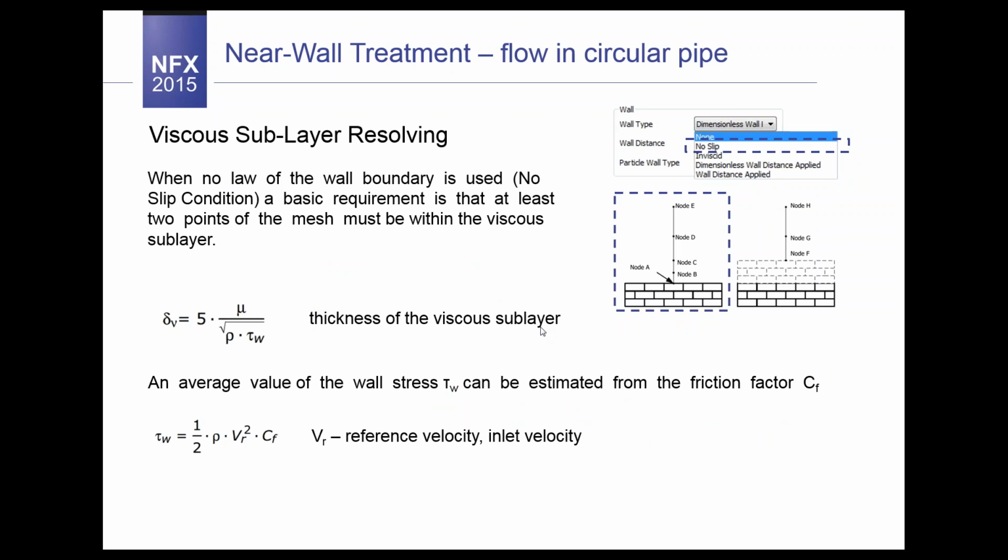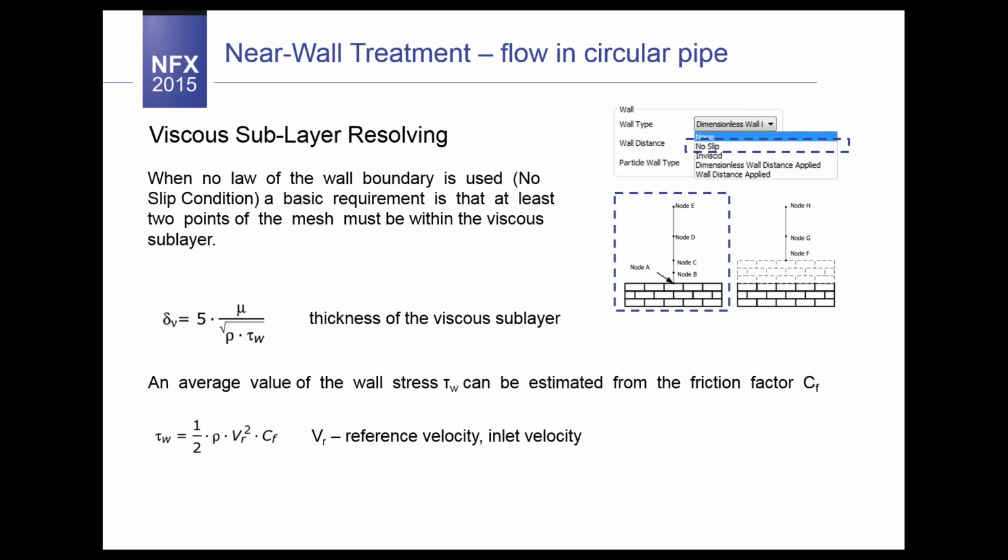The second approach is related to viscous sublayer resolving, and in that case, I'm using an example of simple fluid flow in a circular pipe. In situations where there is no law of the wall, or exactly when it is our decision that we cannot use it, we have to create our mesh manually. First of all, we have to assume, we have to guess the thickness of the viscous sublayer. Why? Because there is a procedure which will be helpful to estimate it.